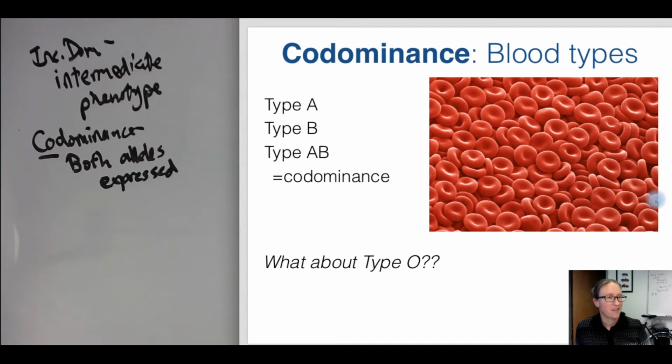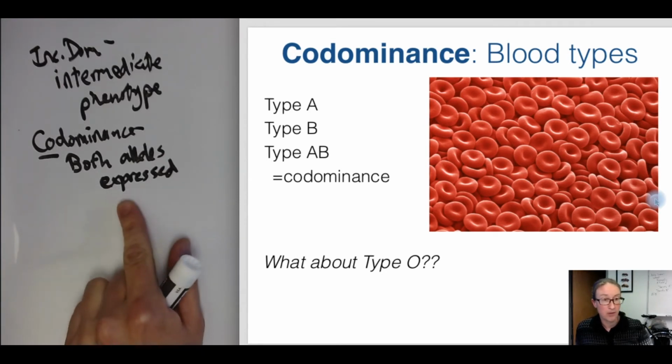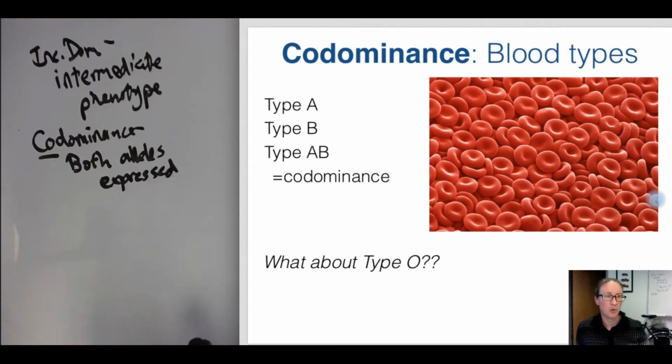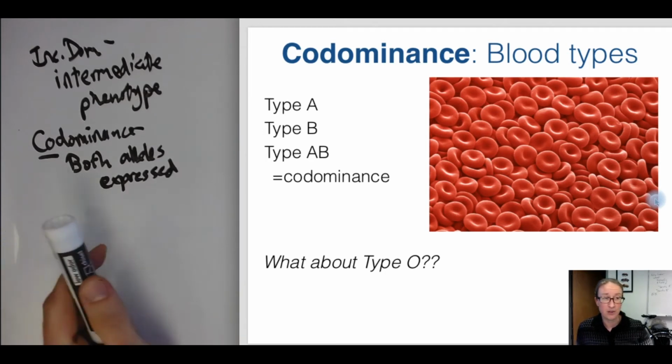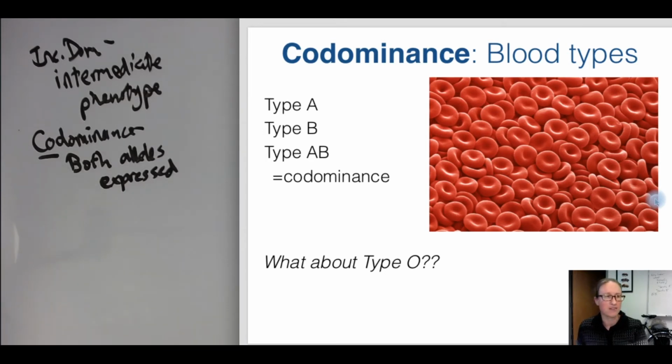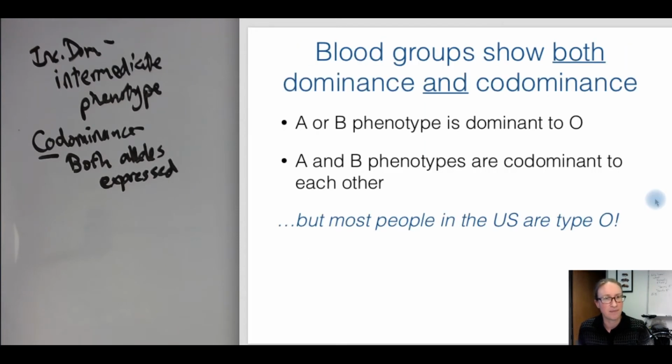So three out of the four blood types for people are, you can have type A blood, or you can have type B blood, or you can have type AB blood, right? So both A and B are expressed in someone who is type AB. But then you might ask, especially if this is you, well, what about type O? How does that fit into the picture? So although blood types are an example of codominance, they're actually a little bit more complex than that. So let's look at this in slightly more detail.